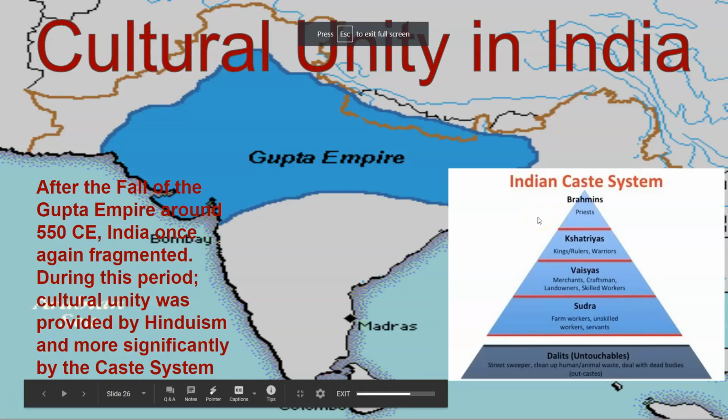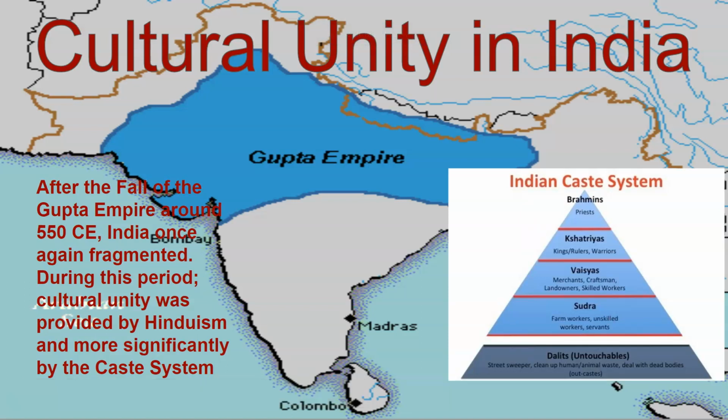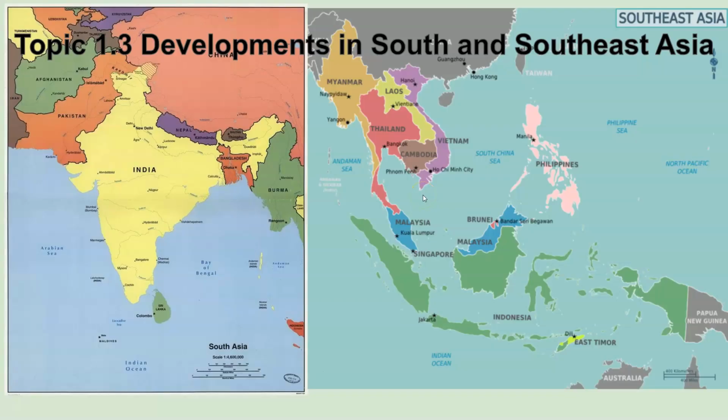Okay, crew, we're back for topic 1.3, and this is really India, our next piece of the puzzle. We're going to look at topic 1.3, developments in South and Southeast Asia. South Asia is usually India and the surrounding environments. It used to be basically all the parts that used to be British India that are now the country of India, but also Pakistan, Afghanistan, Bangladesh, Nepal, and Bhutan.